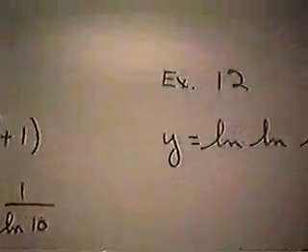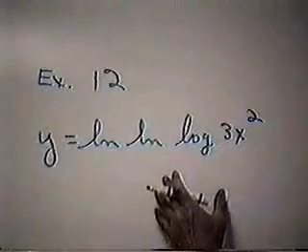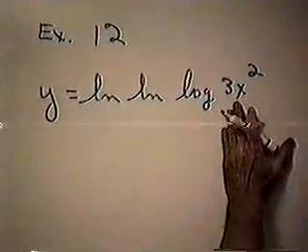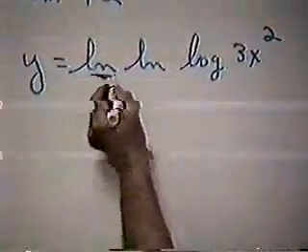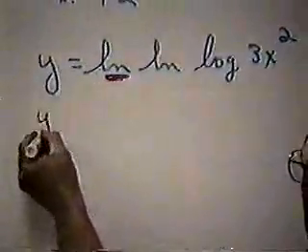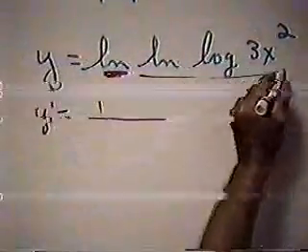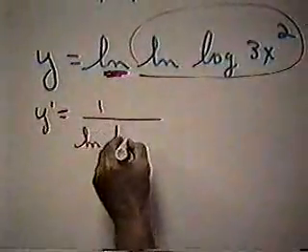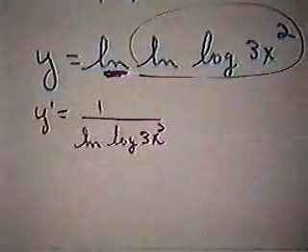All right, let's look at some kind of algebras and complications now. Let's look at example 12. We have the log of the log of the log of 3x squared. So again, we work from left to right. So we're going to take the derivative of this log. All right, so it'd be y prime. Derivative of this one is 1 over the object, which is all of this. So that's the log of 3x squared.